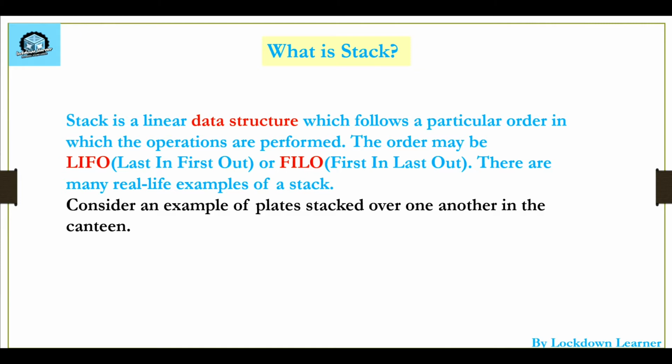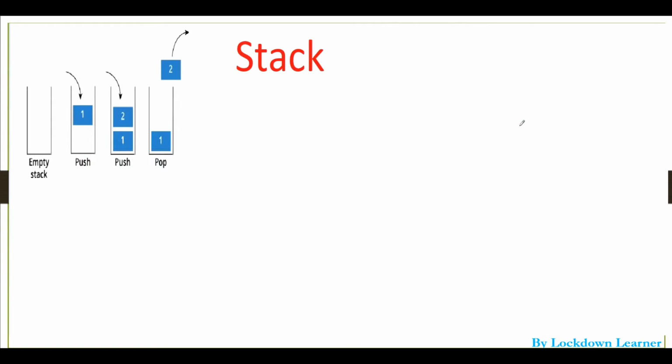Let me explain with one example. Suppose you go to a marriage and a waiter is keeping plates, first plate, second and third plate. Then you come and want to pick a plate. Which plate will you pick, the plate the waiter kept first or the plate the waiter kept last? Obviously the plate kept last. That is LIFO. There are many real life examples. It will be clear in further slides. Consider plates stacked over one another in a canteen.